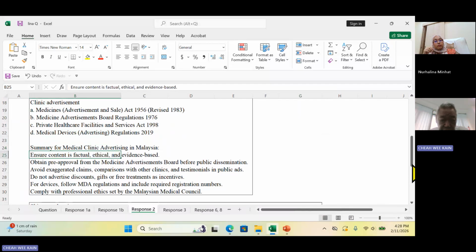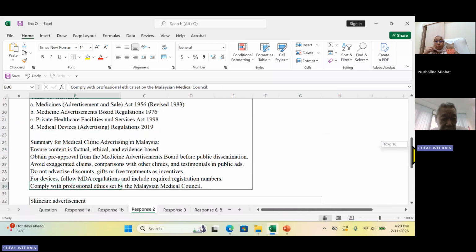You have to ensure content is factual, ethical, evidence-based. You need to obtain pre-approval from the Medicine Advertising Board. This is inside this act. Avoid exaggerated claims, comparison with other clinics, and testimonials in public ads. Do not advertise discounts or give free treatment. For devices, for example MRI equipment, follow the MDA regulation, and include required registration numbers for that device. You must comply with ethics. This is the normal one. So this is a summary.